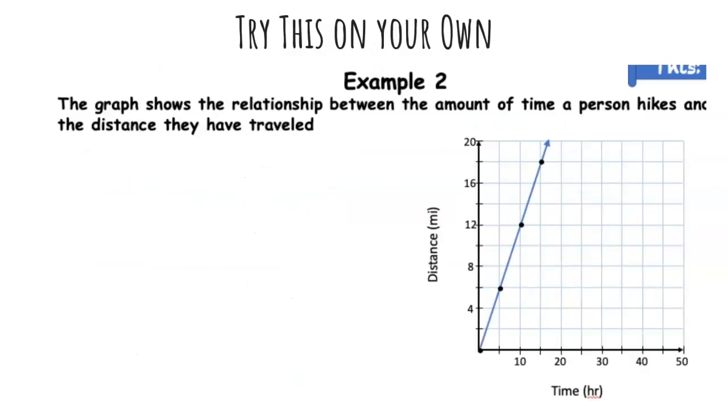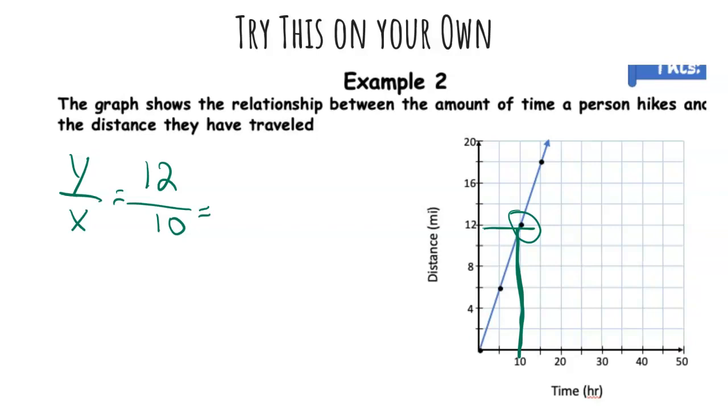So this graph shows the relationship between the amount of time a person hikes and the distance they travel. Okay, I have a bunch of different points here. I can pick any one to figure out my constant, but I'm going to look at one that is right on a line, that is nice and easy to see, where two numbers clearly stand out, and I think this middle one does the trick. And I want to put my y value over my x value. My y value here is 12. My x value is 10.